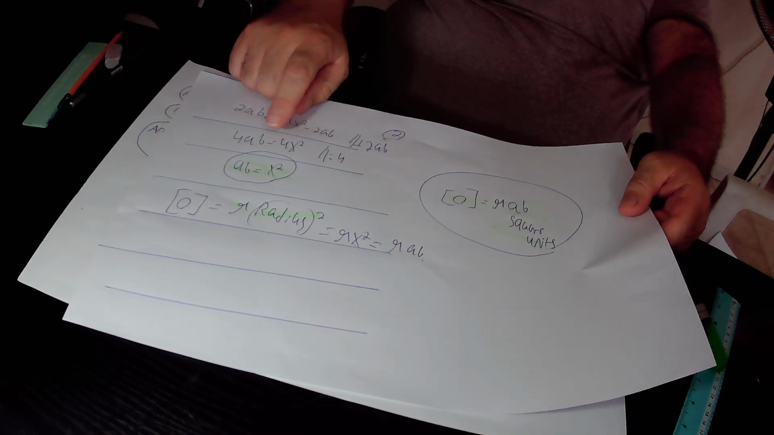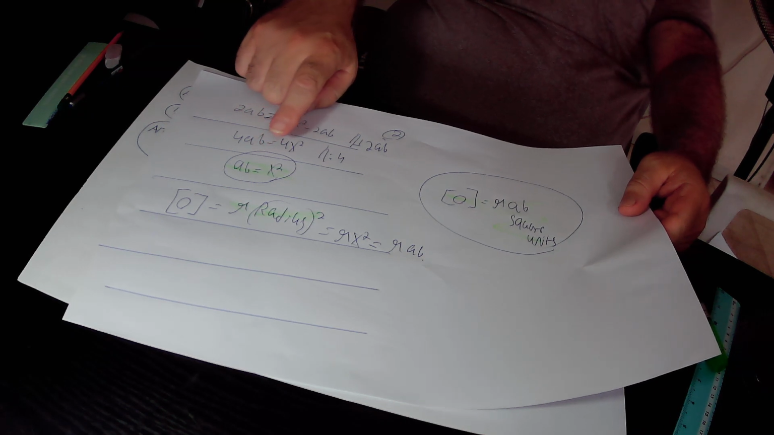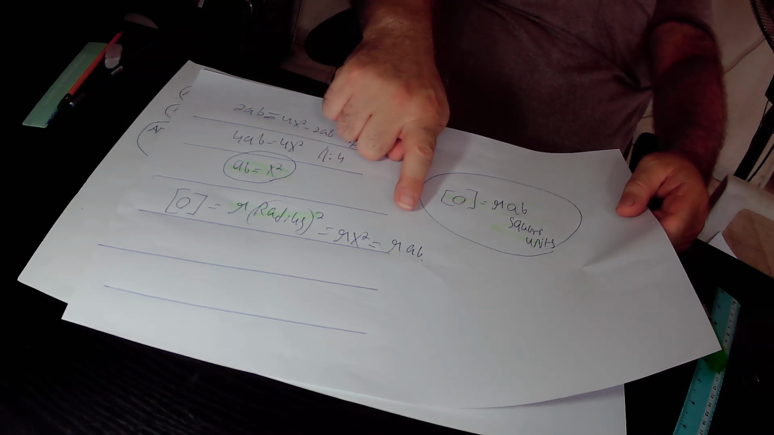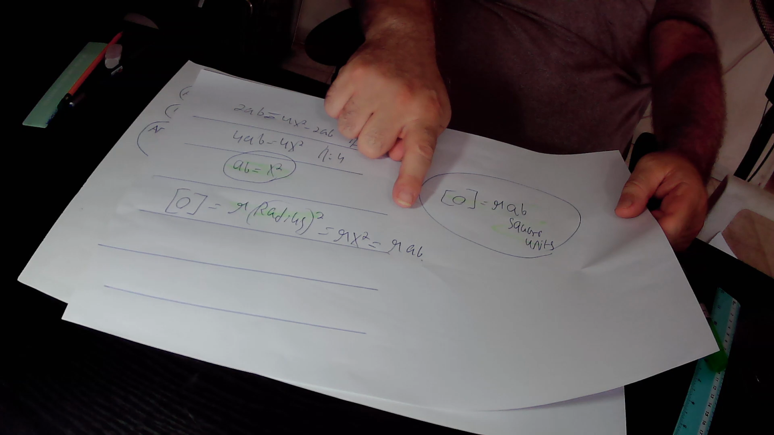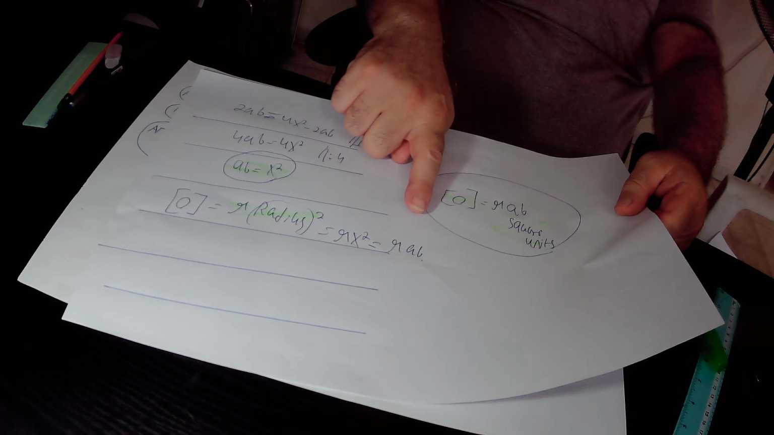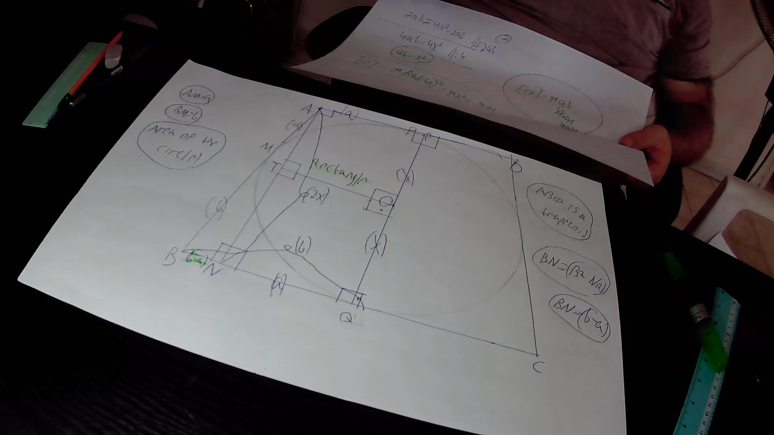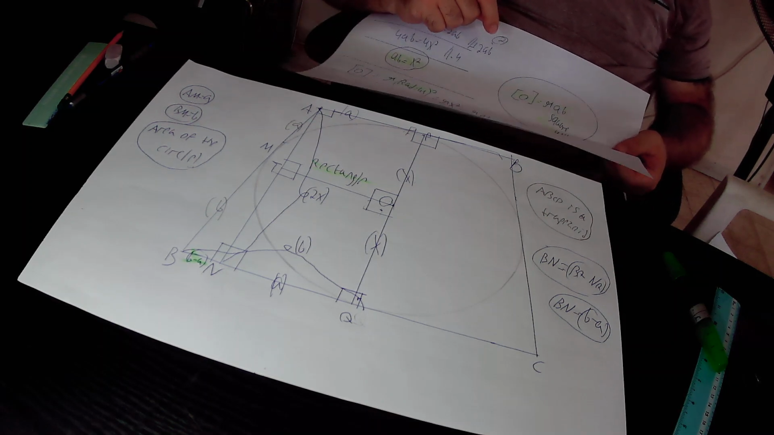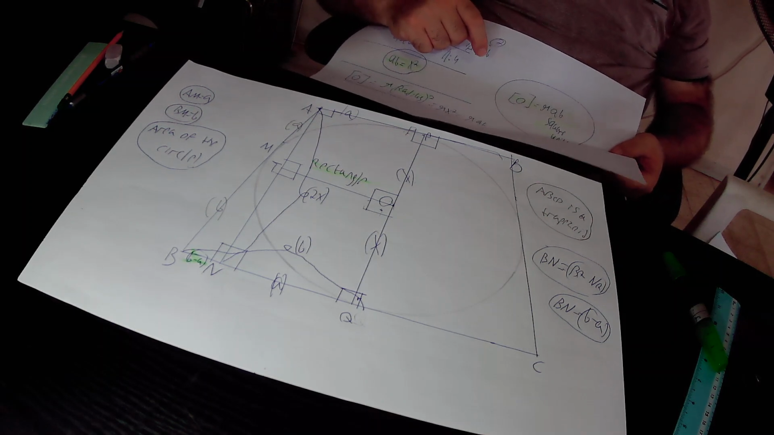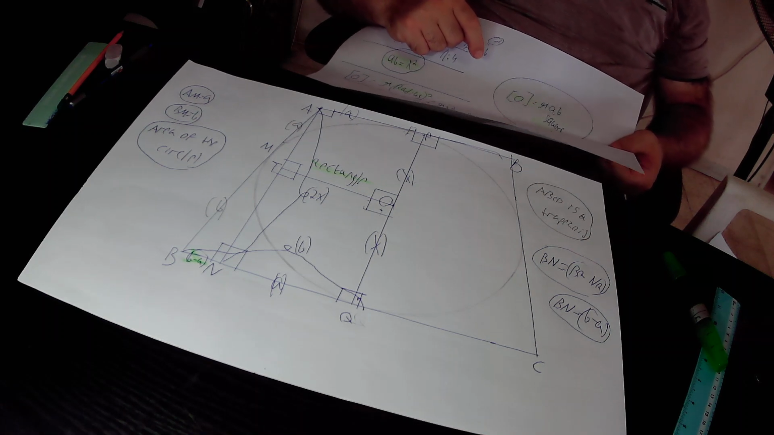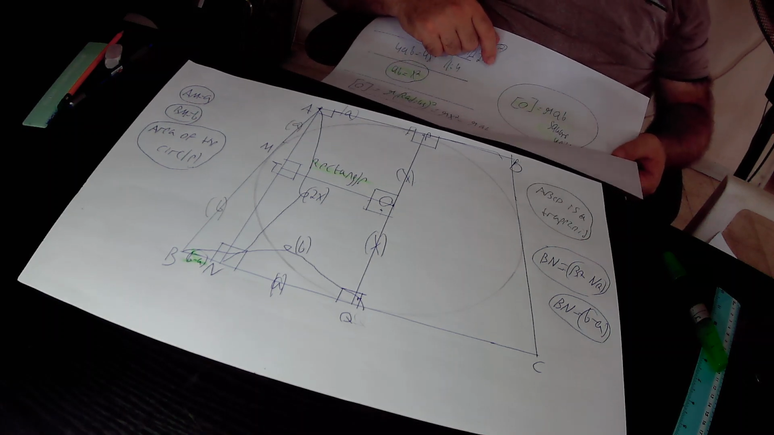We just found that x squared equals ab, so we substitute x squared by ab. And we found that the area of this circle is equal to pi times ab square units. We finished with the first question. In the next step, I will solve the second question of this lecture.